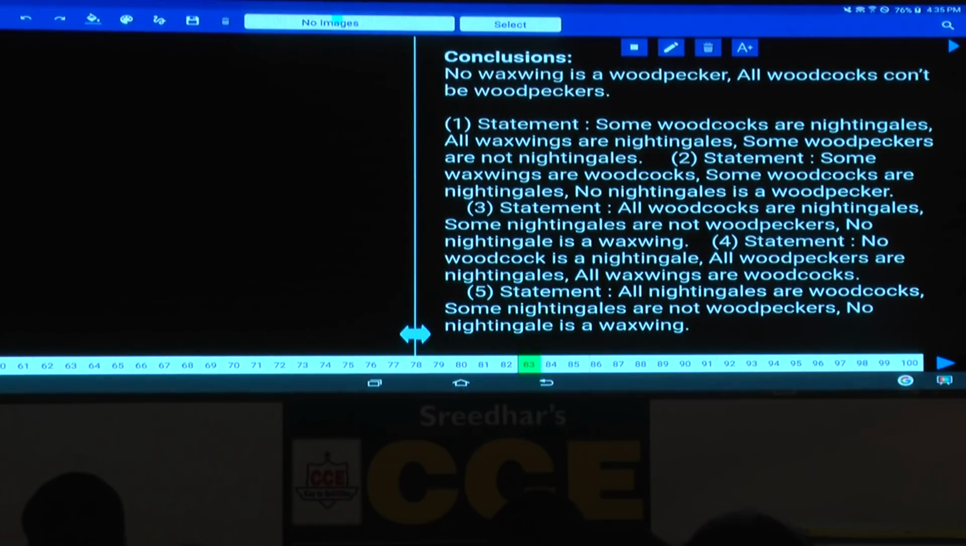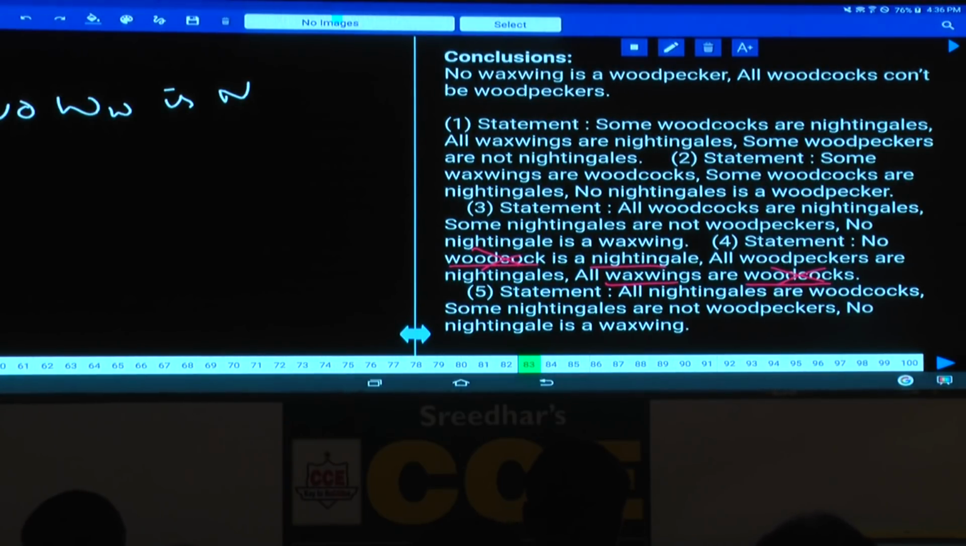Then can we combine 1 and 3 here? No woodcock is nightingale. And the next one, the third one here, all waxwings are woodcocks. Now if you combine these two, what conclusion can you have? Woodcock is the middle term and it is distributed here. Now the conclusion must be in between nightingale and waxwing. No waxwing is a nightingale. No waxwing is a nightingale is the conclusion I got.